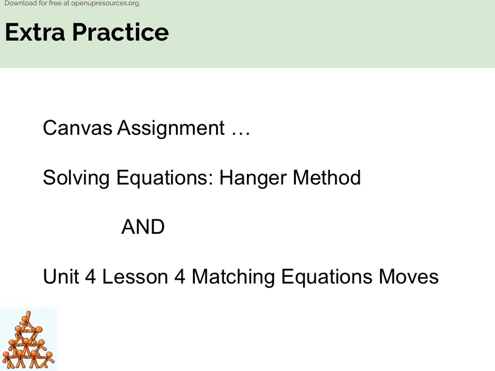So in Canvas, there's a couple of things, and it's set up so that you have to do it in order. So you want to do the solving equations hanger method. It helps us solve hangers. So you'll have a hanger, and you're going to figure out what you can take off from both sides of the hanger to keep them balanced. And then from there, they're going to talk about matching equation moves. So we're going to look at equations. We're going to have one equation, like a sentence, and underneath it, you're going to see what they did to go from the first step to the second step.